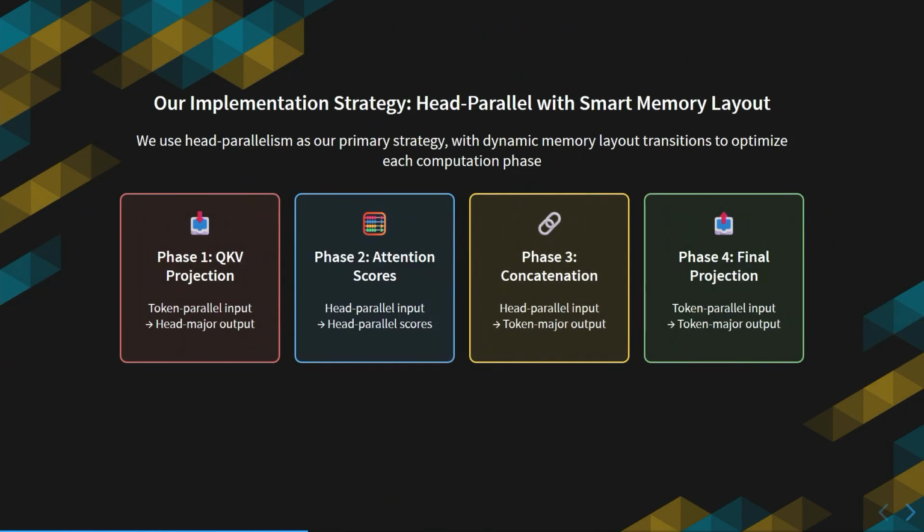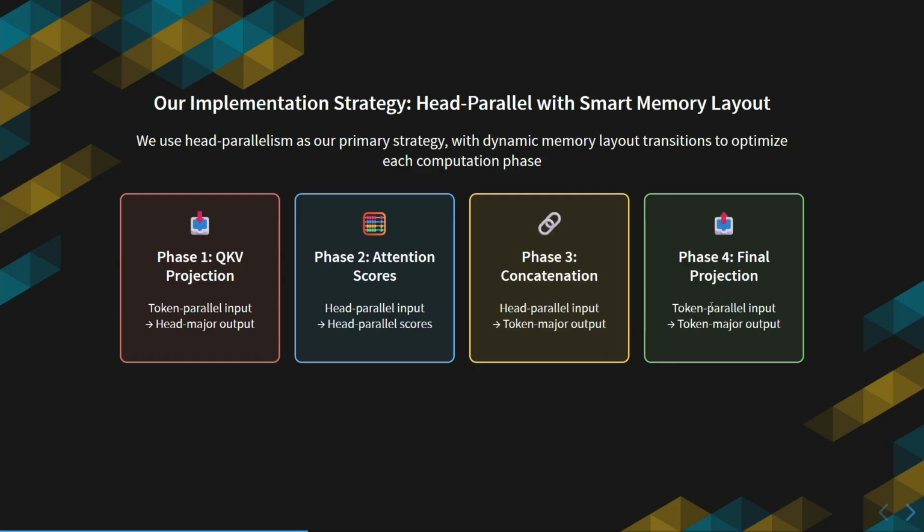Our implementation strategy is head parallelism with smart memory layout. Our implementation uses head parallelism as the primary strategy, with dynamic memory layouts transitioning to optimize each computation phase. We have 4 distinct phases. Phase 1 is the QKV projection, where we go from token parallelization to head-major output. Phase 2 is the attention scores, head parallel input to head parallel scores. And then phase 3 is the concatenation, head parallel input to token-major output.